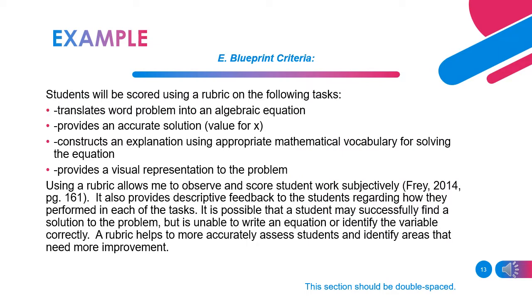This is an example for Section E, Blueprint Criteria. You'll notice that the author starts with a statement. Students will be scored using a rubric on the following tasks, and then she lists the criteria. This is not a rubric, this is just a list of what the teacher will be looking for in each of the products or the performances. And then she supports the ideas of using this particular criteria with a research statement. She describes a little bit more about the rubric, giving some information about it. Now remember, this is to be criteria that you will use for the entire unit.